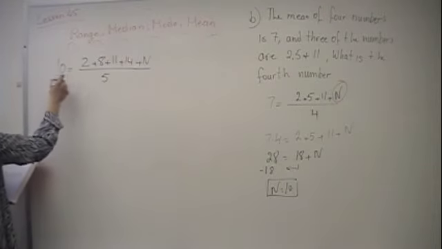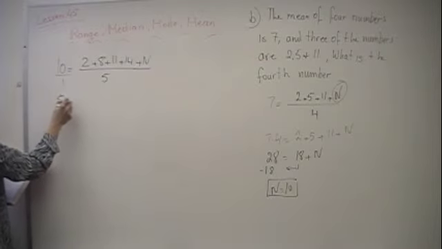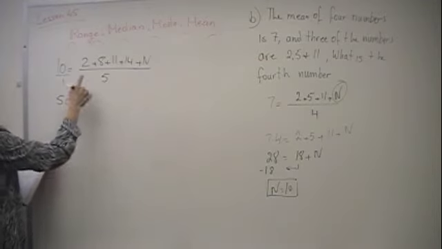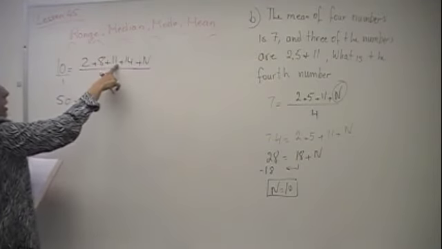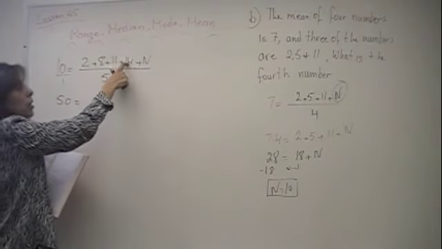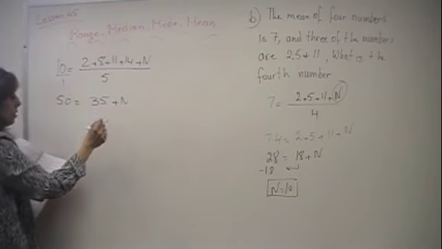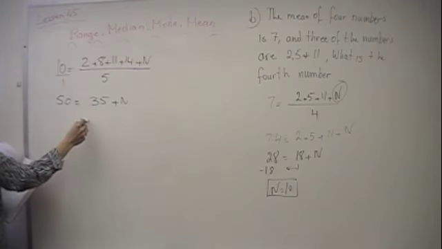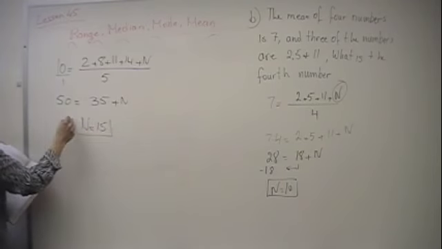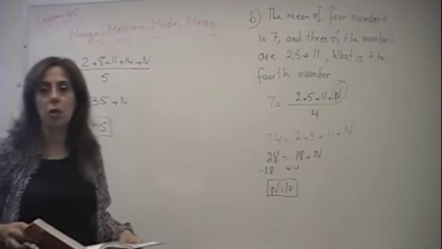10 times 5, if I do cross multiplication, that would be 50, equals 2 plus 8 is 10, plus 11 is 21, plus 14 is 35, plus n. That means my n equals 15. And that's all for lesson 45.